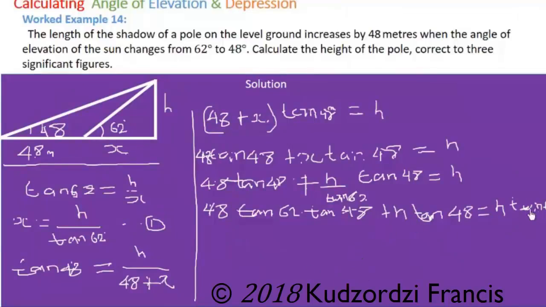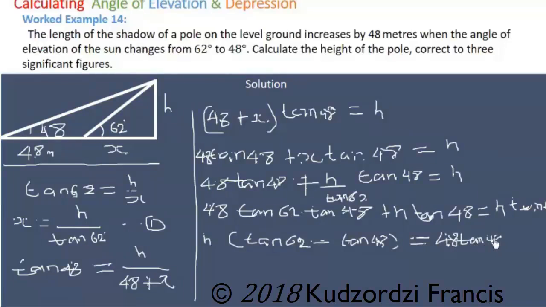So now we group like terms. So we have h outside, then tan 62 minus tan 48, is equal to 48 tan 48 tan 62.